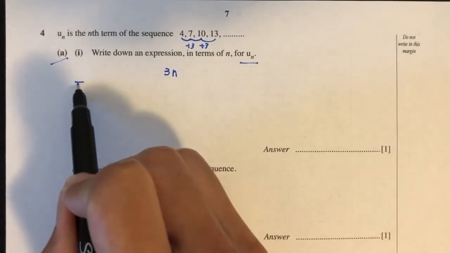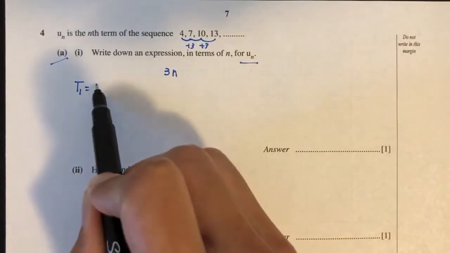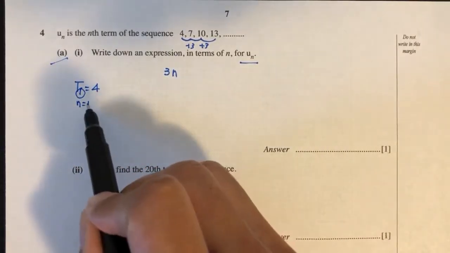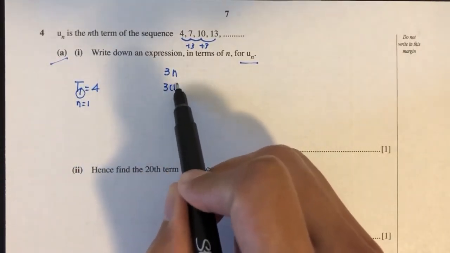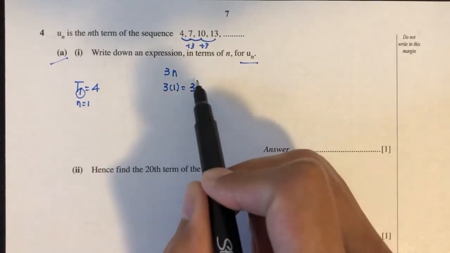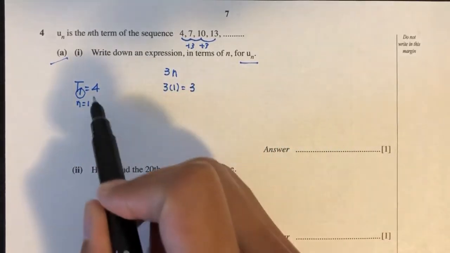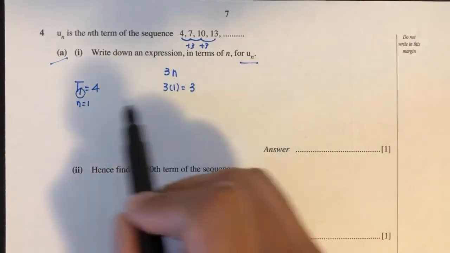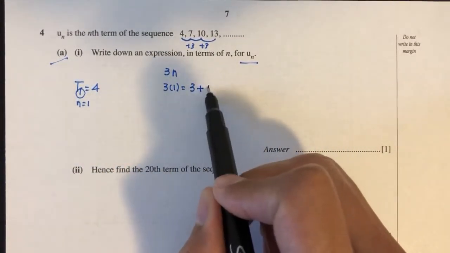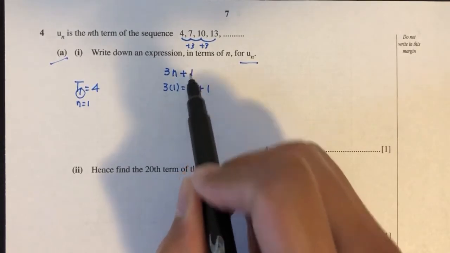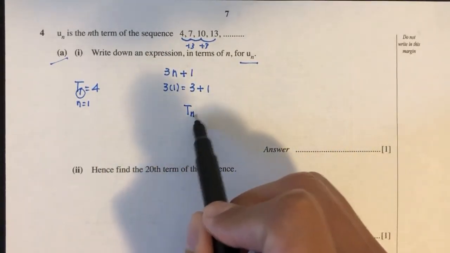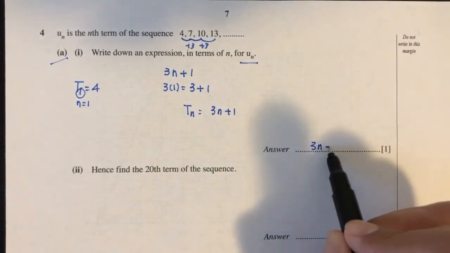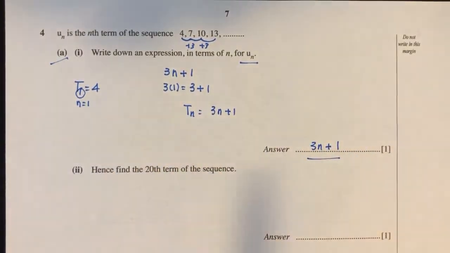Now we know that the first term is equal to 4. That was when n equal to 1. So if you place 1 here, we have 3 times 1, that will be 3. This is not the right answer. The right one is 4, because we know it's 4, right? So how do we change this to 4? We have to plus 1. So your nth term, un, will be 3n plus 1. So 3n plus 1 will be your answer for this one.